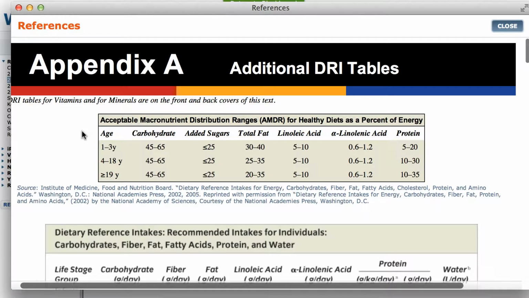So here's the acceptable macronutrient distribution ranges, and again I'm going to focus on adults here. And you can see we have a fairly wide range of what we should have for carbohydrates as a percentage of our calories. We should have less than a quarter of our calories from added sugars, and some people say this may even need to be lower. And then total fat is here. We have ranges for our essential fatty acids and then ranges for protein. So there are the AMDRs. Put this away.